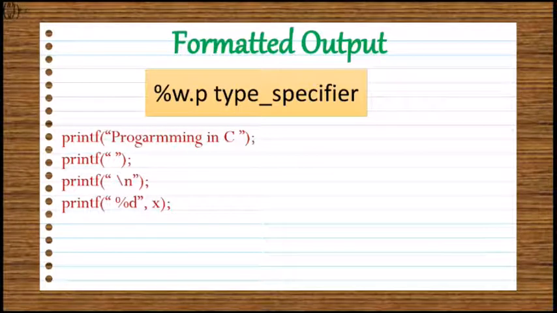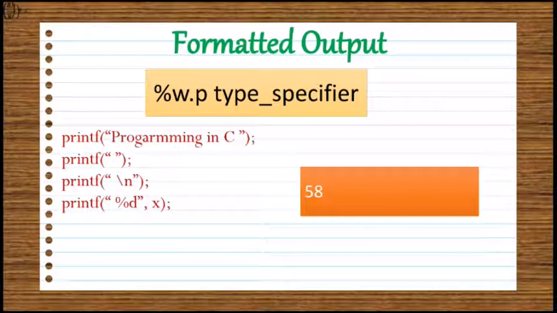Next example, printf, then in double quotes %d, and then close the double quotes, comma, and then x. So here the value of x will replace the %d symbol. Suppose the value of x is 58, then while printing the output, %d will be replaced by the value of x, that is 58.